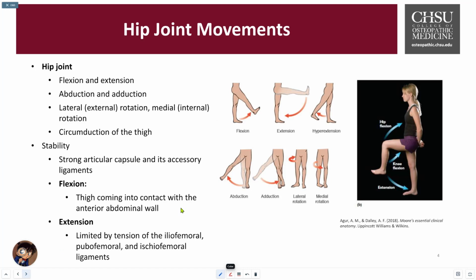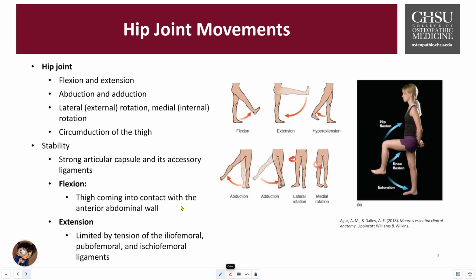The hip joint. The hip joint provides several kinds of movements and stability. Flexion and extension. Flexion involves the movement of the thigh towards the anterior abdominal wall. This motion allows the leg to go forward as in walking or kicking. Extension is the opposite movement. This is where the thigh moves backwards and is relatively limited compared to flexion. It's constrained by the tension of several key ligaments, for example, the iliofemoral, pubofemoral, and ischiofemoral, which we'll talk about in a second.